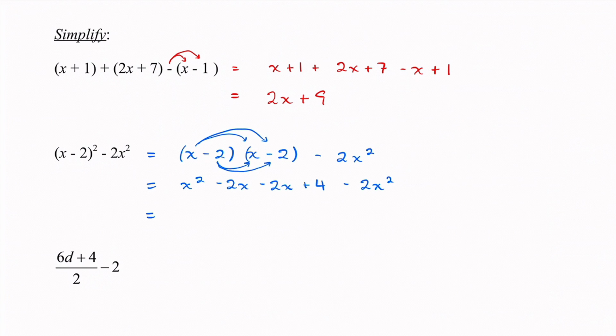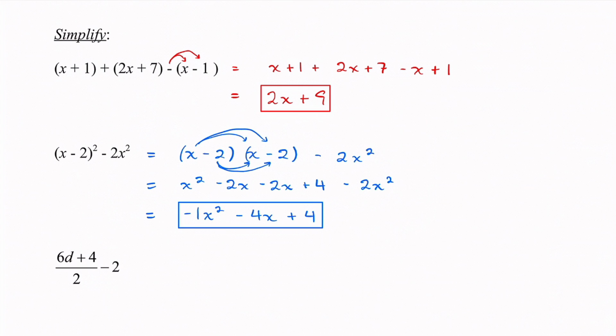So simplifying this now, my x squareds, I got an x squared there, and then minus 2x squared there, so I have minus 1x squared. My x's I can put together, so that's minus 4x, and then I have that plus 4. So there's your final answer for that one.